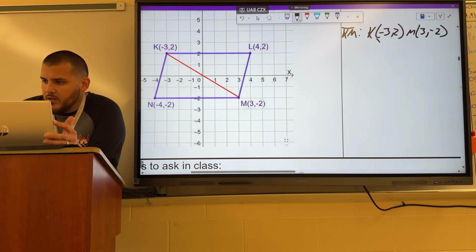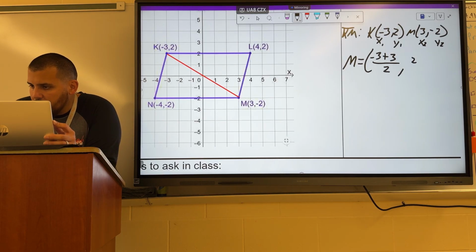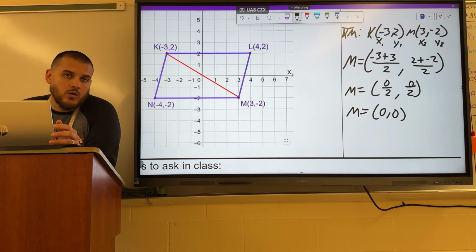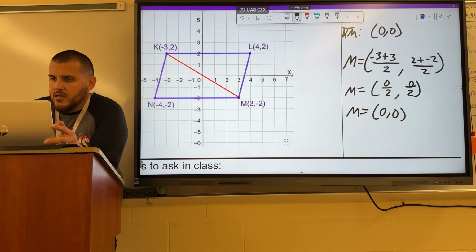negative 2. I'm going to label them x1, y1, x2, y2, and I'm going to plug them into my midpoint formula. Negative 3 plus 3, that's x1 plus x2 over 2. And then we have y1, which is positive 2, plus y2, which is negative 2 over 2. And we see that we're going to get zeros here. Negative 3 plus 3 is 0 over 2. 2 plus negative 2 is 0 over 2. So my midpoint for this diagonal is at 0, 0. Okay, I'm going to write that up here. Just stay organized and keep everything on screen. Midpoint of KM is at 0, 0.